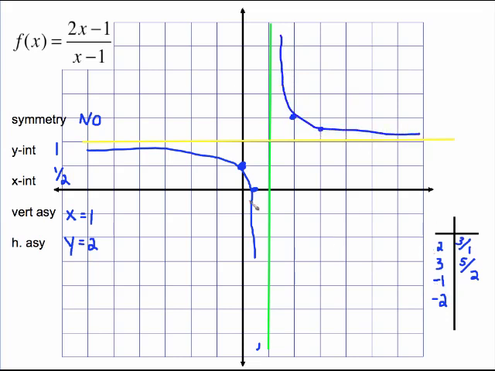I could plug this in just to show you that I was right about what was happening over here. So let's put -1 in over here. 2 times -1 is -2, minus 1 is -3. Put -1 in the bottom, -1 minus 1 is -2. Of course, a negative divided by a negative is a positive. So that's the point -1, 3 halves, which is the same as -1 up 1 1/2. Bingo, right there. So this is what my graph looks like.